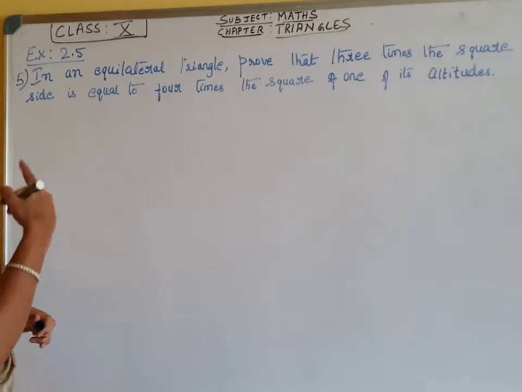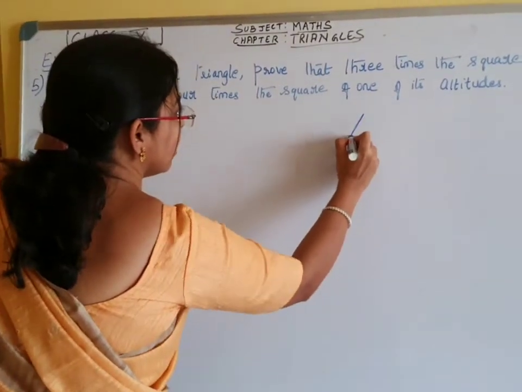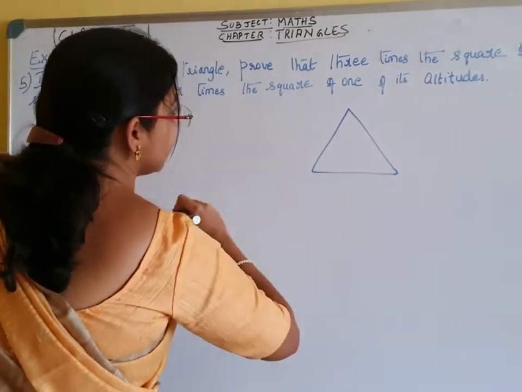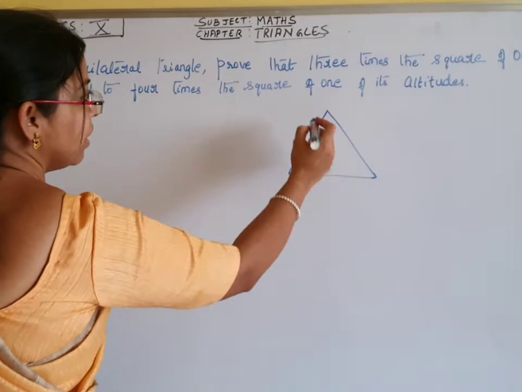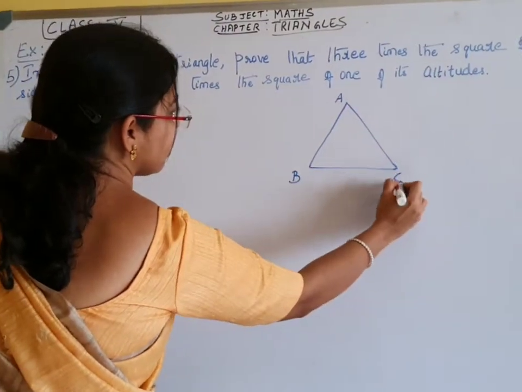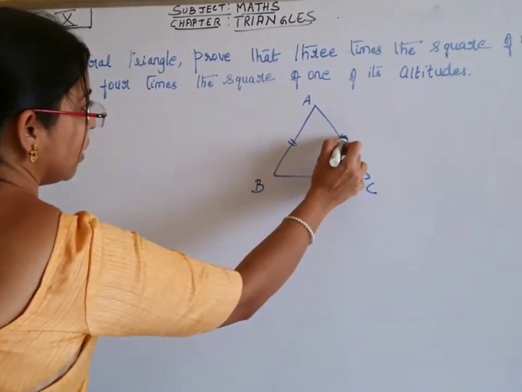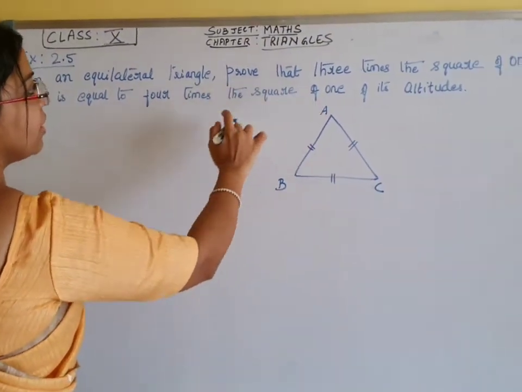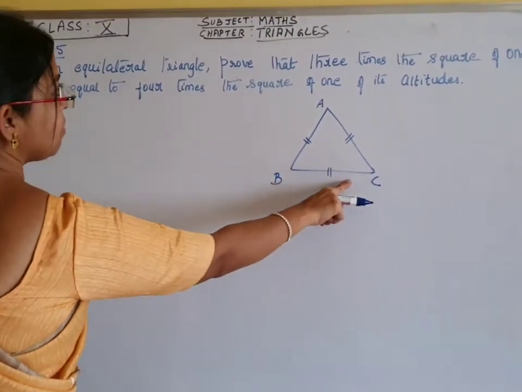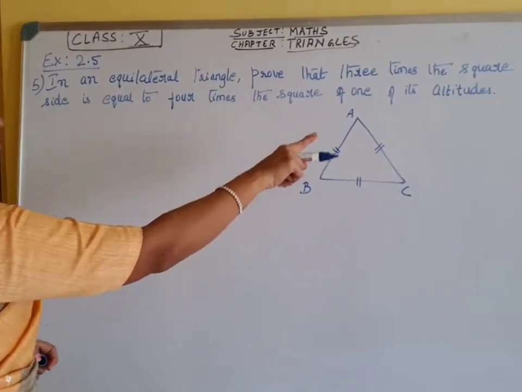Next problem, in an equilateral triangle. So we know that in an equilateral triangle all the sides are equal and all the angles are equal. ABC is an equilateral triangle. All the sides are equal. Prove that 3 times the square of one side is equal to 4 times the square of one of its altitudes.